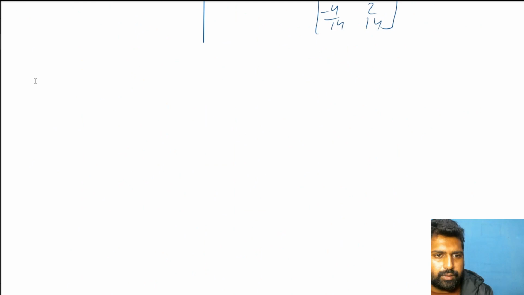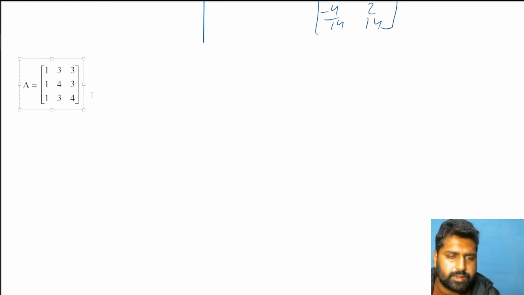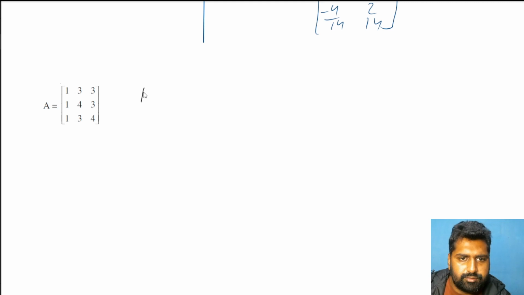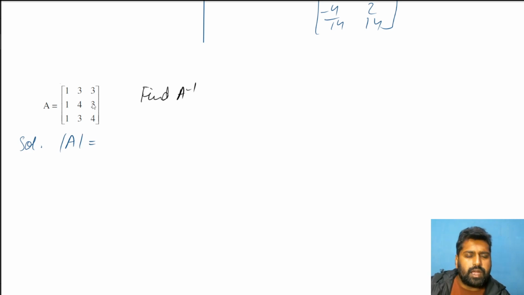Since we have already calculated the adjoint, still the same question, find A inverse. So for that we need the determinant of A. Let's expand it about this 1, 1, 1, so that we don't have to worry about the multiplication factor.